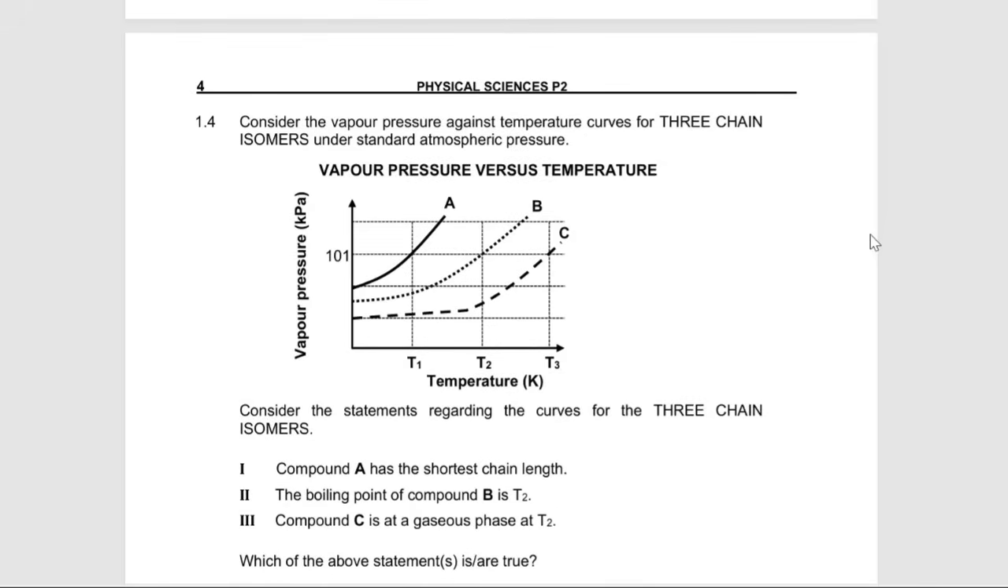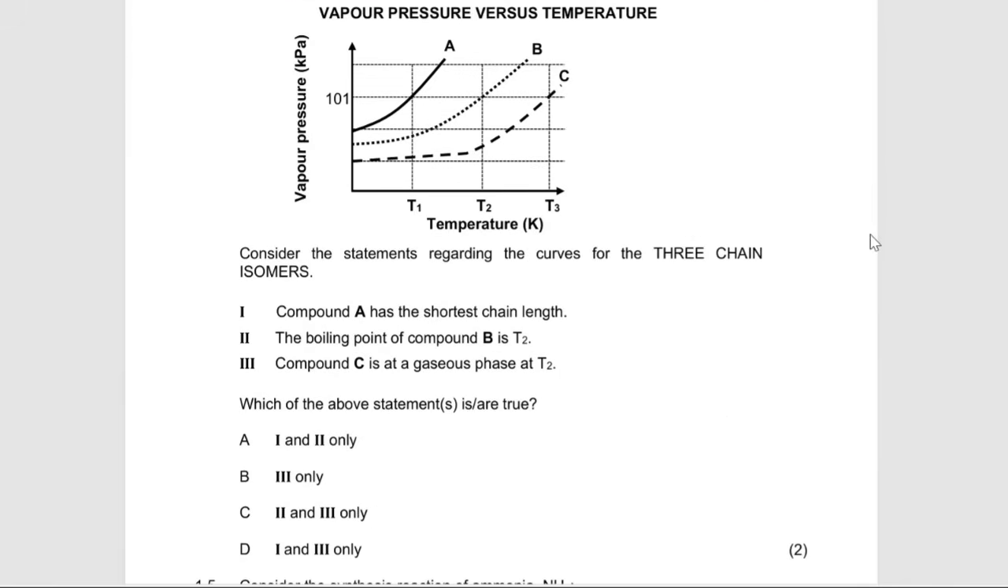Then moving forward to question 1.4. Consider the vapor pressure against temperature curves for the 3 chain isomers under standard atmospheric pressure. Here they are saying consider the statements regarding the curves of the 3 isomers. So we've got our A, B, and C. According to our analysis, item 1 says compound A has the shortest chain length. Yes, so here we can see A is going to have the shortest chain length.